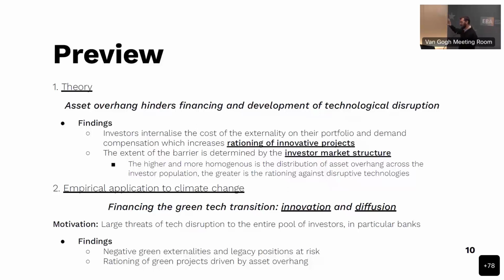So once we have these theoretical predictions, we move on to an empirical application, and we focus on climate change because we believe this is a perfect fit for our story. So here what we will try to think about is the extent to which the existence of an asset overhang hinders the financing of green technologies. But what we have in mind is not only innovation per se. I need to flag this because a lot of times people only focus on innovation. We focus on both generating new ideas, but then buying and selling those ideas. So we care about innovation and we care about diffusion of technologies.